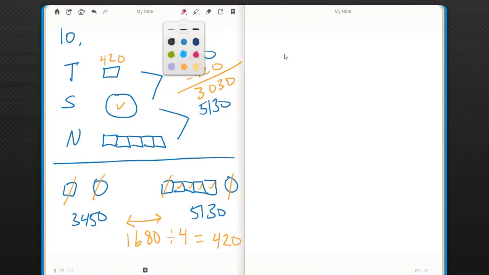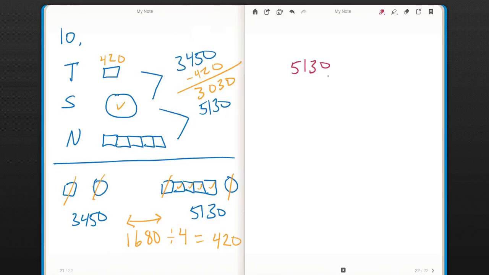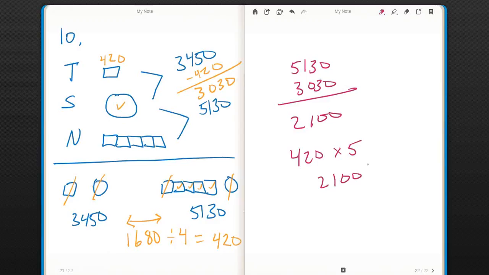Now, I would always suggest that students check their work. If Shelley and Nina have 5,130 and I'm saying that Shelley has 3,030, then that means that Nina has 2,100. If she has 5 boxes and every box has 420, then sure enough, that comes out to be 2,100 coins. And so that checks out and says that everything it told me is correct, and I can make my final statement, because the question is, how many coins does Shelley have? Shelley has 3,030 coins.